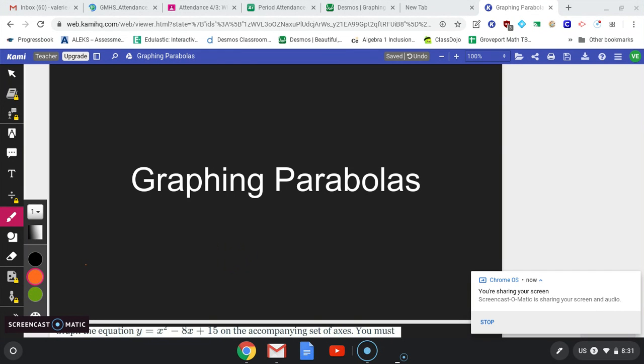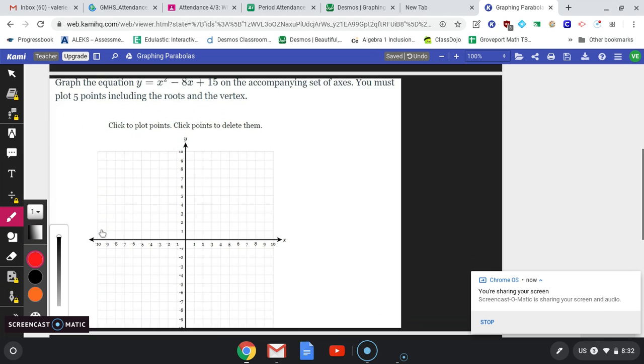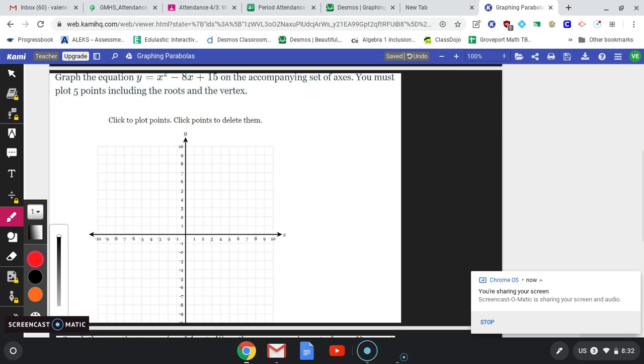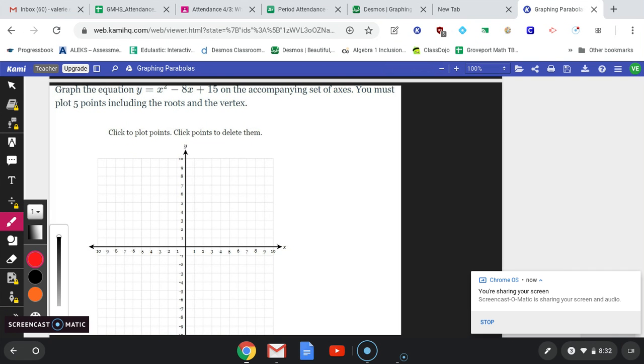Okay, good morning. We are going to work on graphing parabolas today. This goes right along with the factoring stuff we've done. So we are going to have a Delta Math assignment, and I'm going to go through some of the questions that we're going to be looking at. So it says graph the equation x squared minus 8x plus 15 on the accompanying set of axes.